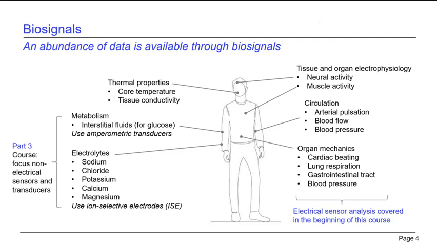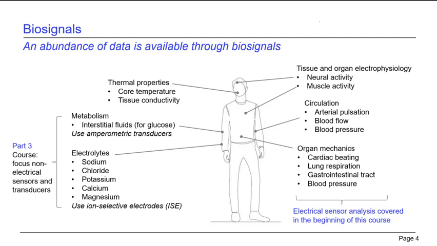Among the myriad of instruments and transducers, ion-selective electrodes stand out as an indispensable tool for the measurement of electrolytes, such as sodium, potassium, and chloride ions, in biological fluids. These electrodes exhibit selectivity towards specific ions, allowing for accurate and selective detection even in complex biological matrices.